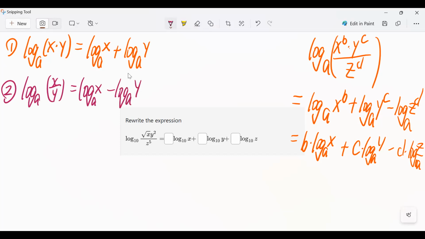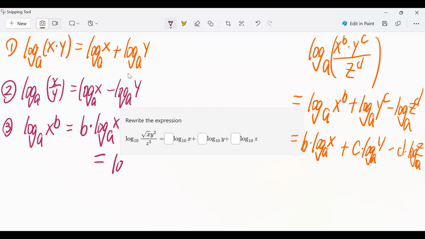And also, if it is an exponent, right? Let's say log a of x to the b power, and the b goes in the front, times log a x. So basically, just using those three properties, we'll be able to split up.